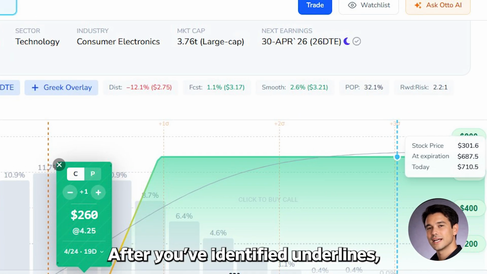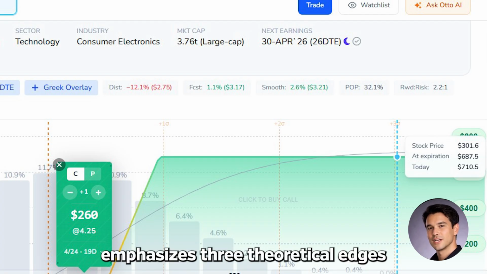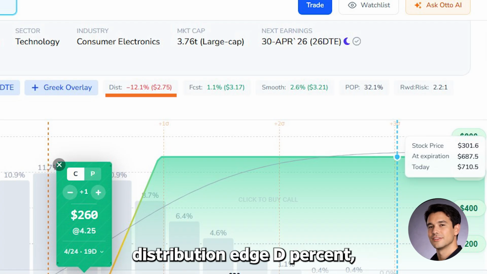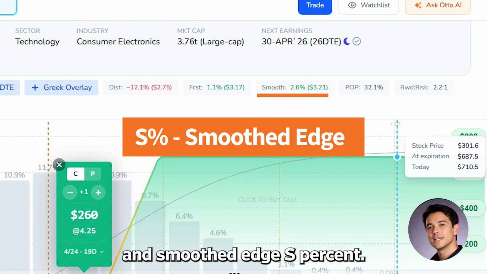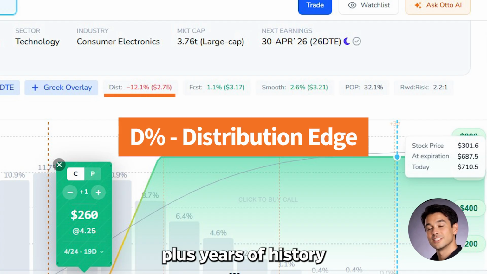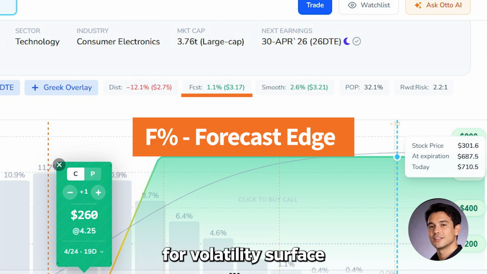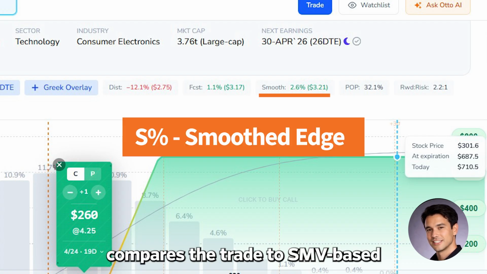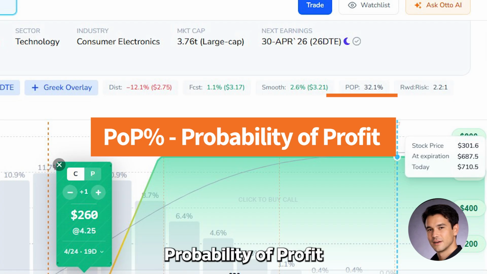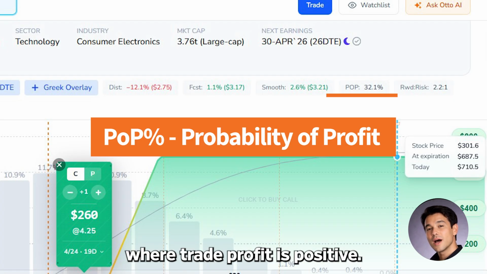After you've identified underlyings, the option scanner ranks actual trade structures. ORATS emphasizes 3 theoretical edges that go beyond midpoint pricing: distribution edge, D%, forecast edge, F%, and smoothed edge, S%. D% uses 15+ years of history and computes probabilities across 21 price buckets for the trade's time horizon. F% uses forecasts for volatility surface parameters and earnings effects. S% compares the trade to SMV-based theoretical pricing, and POP%, probability of profit, is calculated as the area under the model distribution where trade profit is positive.